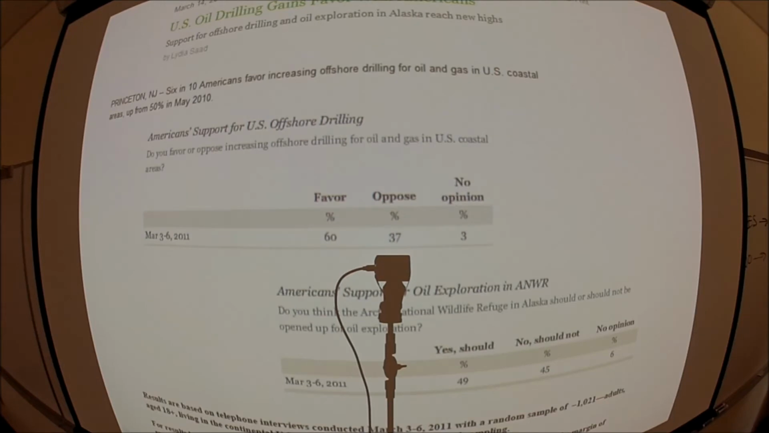Is that cool? Always pay attention to those margins of error and go find them. If they don't tell you where they are, you go find them. Because sometimes you have to dig for them. Sometimes you got to dig.